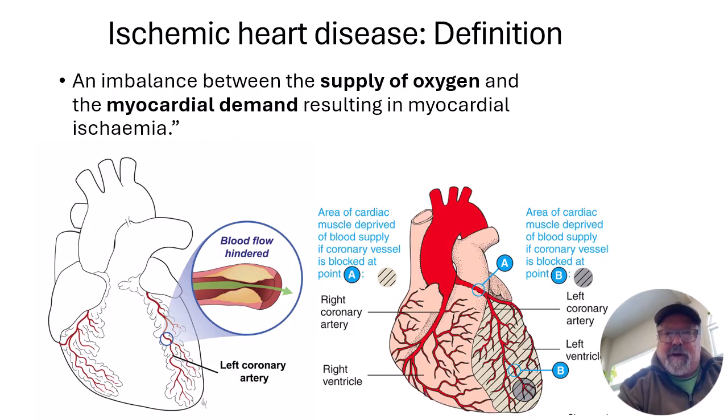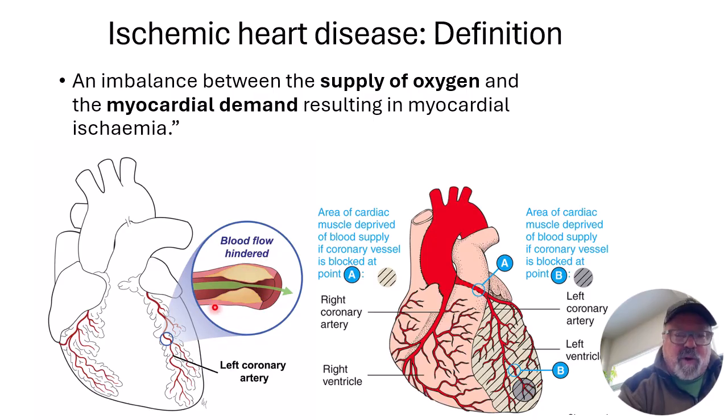Now we'll take a closer look at ischemic heart disease. Ischemic heart disease is simply defined as the imbalance between the supply of oxygen and the myocardial demand, resulting in myocardial ischemia. So in other words, the heart's not getting enough nutrients and oxygen to function properly. In many cases, these ischemic events can be caused by the development of an atherosclerotic lesion in the coronary arteries. So this is very similar to the mechanisms we just went over on the last slide.